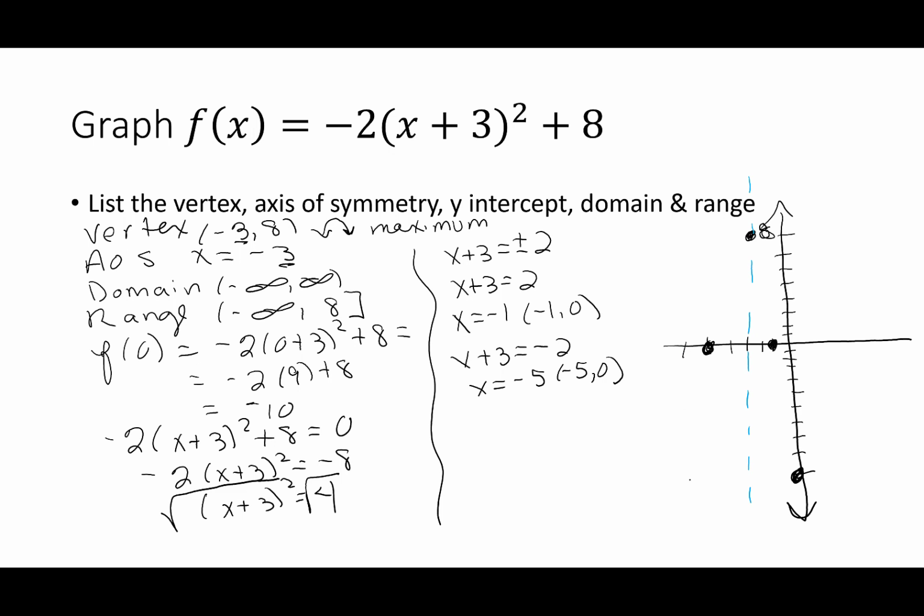If I want to go one more and put another dot, I could. It might help us draw. So I'm just going to try to connect these dots the best that I can, right? Thank goodness for technology.